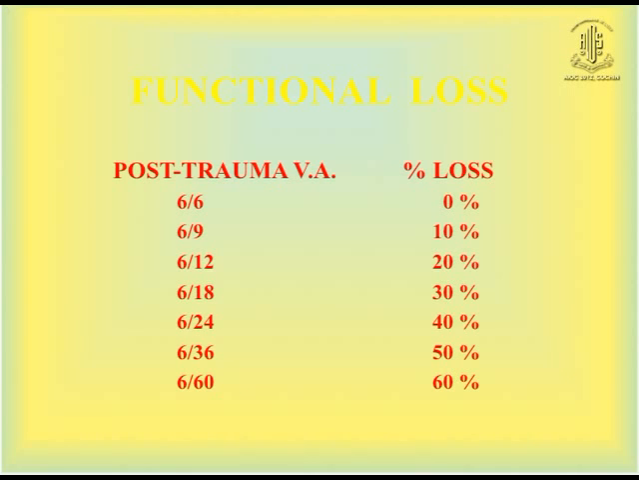Now, in functional damage or functional loss, mainly it's the visual acuity. This is judged by post-trauma vision, presuming that pre-trauma vision was normal. If it was not normal, then we have to take that into consideration separately. So if the post-trauma vision is 6 by 6, the loss is 0%. Then as you go on, 10% is added to the loss for every line. So 6/9 is 10%, 6/12 is 20, 6/18 is 30, 6/24 is 40, 6/36 is 50, and 6/60 would be 60% loss.